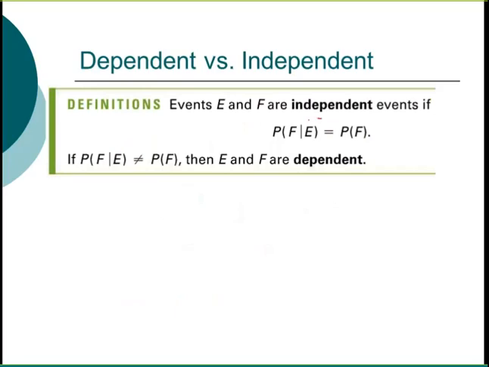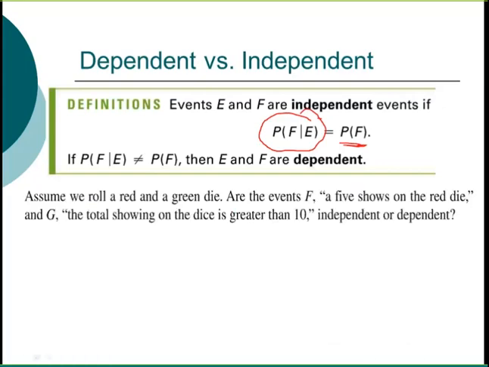Independent happens if the probability of F given E is equal to the probability of F. In other words, if I do something to the situation, it doesn't actually affect the probability of the next thing happening. So assume we roll a red and green die. The event F, 5 shows on the red die, and G, the total showing on the dice is greater than 10. Are these two statements independent or dependent?